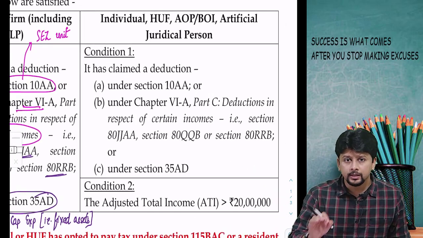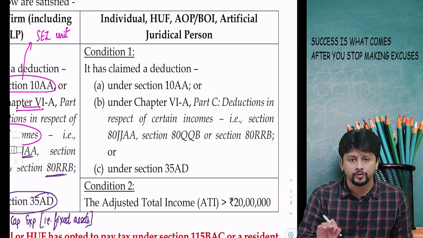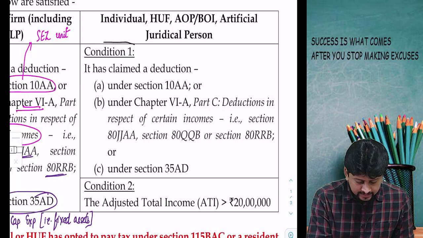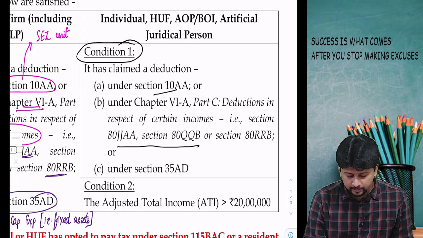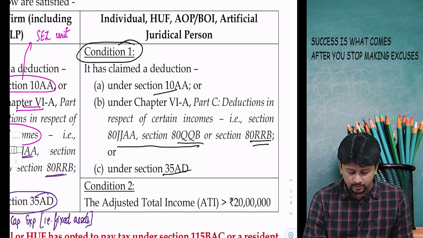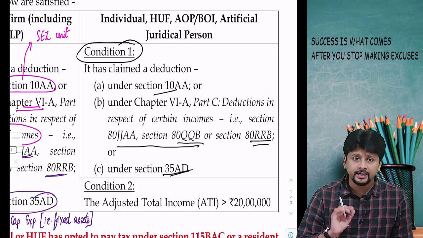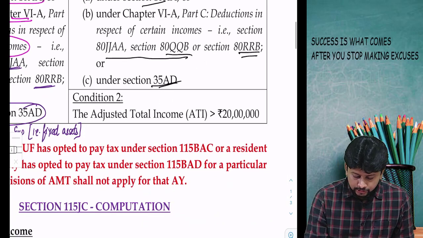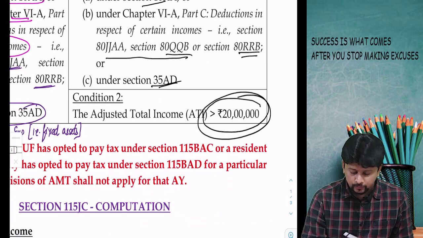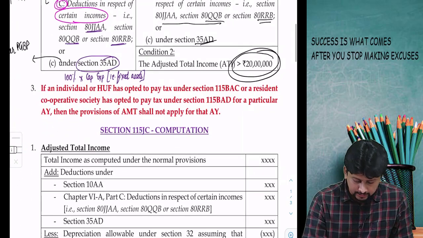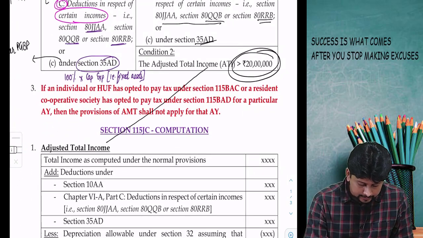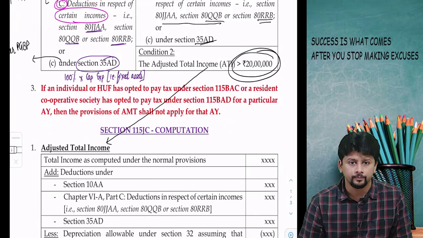For individual, HUF, AOP, BOI, artificial juridical person, the same condition is applicable: 10AA, 80JJAA, 80QQB, 80RRB, 35AD. But there is a second condition also. The adjusted total income should be greater than 20 lakh rupees. Now what do I mean by adjusted total income? This is the meaning of adjusted total income.